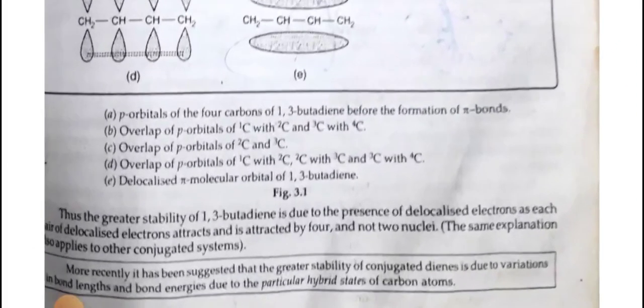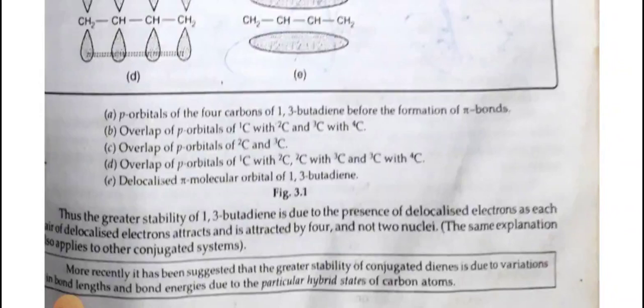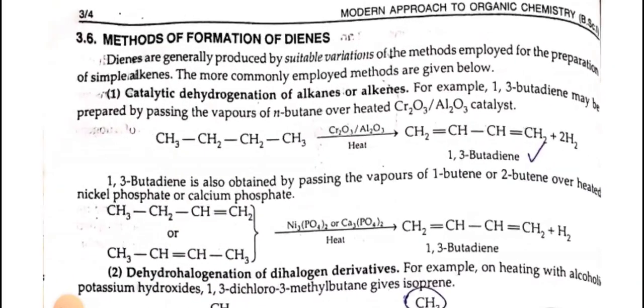Thus, the greater stability of 1,3-butadiene is due to the presence of delocalized electrons, as each pair of delocalized electrons attracts and is attracted by 4 and not 2 nuclei. The same explanation also applies to other conjugated systems. More recently, it has been suggested that the greater stability of conjugated dienes is due to the variations in bond lengths and bond energies due to the particular hybrid states of the carbon atom.